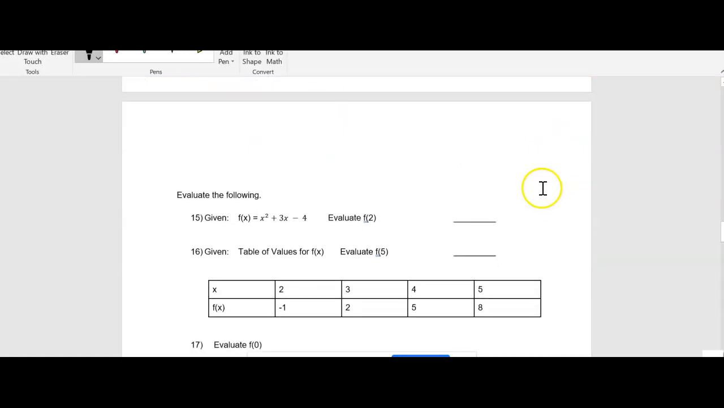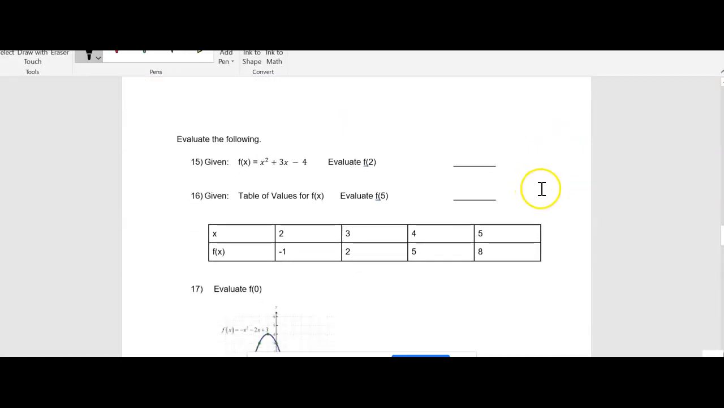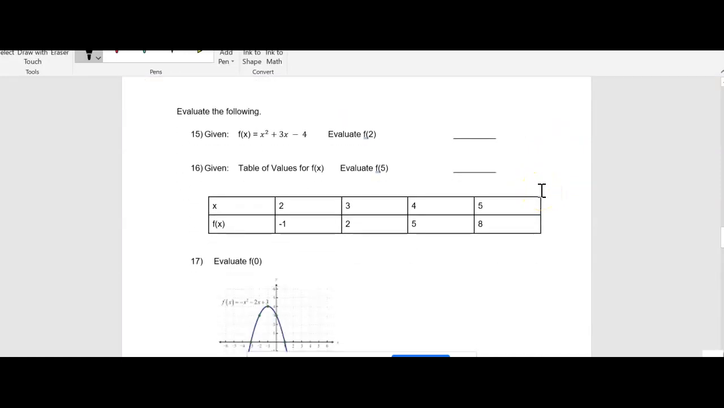Okay, next ones. Do that real quick. I think we've only done this once or twice, but let's make sure we remember how to do this. It's our function, so our function is f of x is equal to x squared plus 3x minus a 4. I want you to find f of 2.